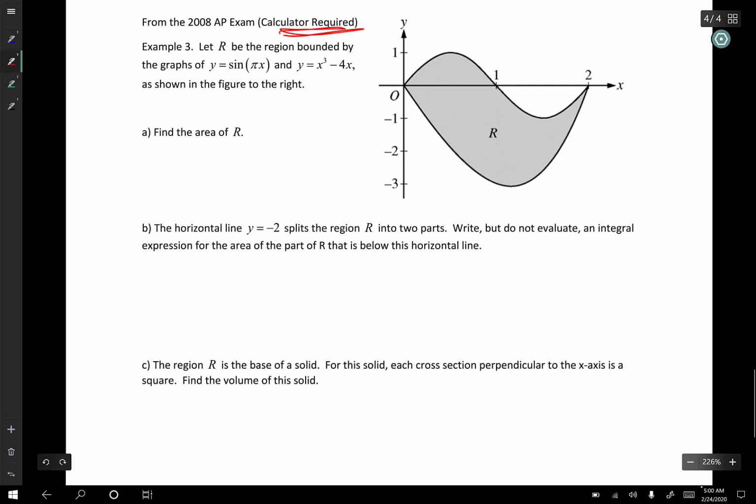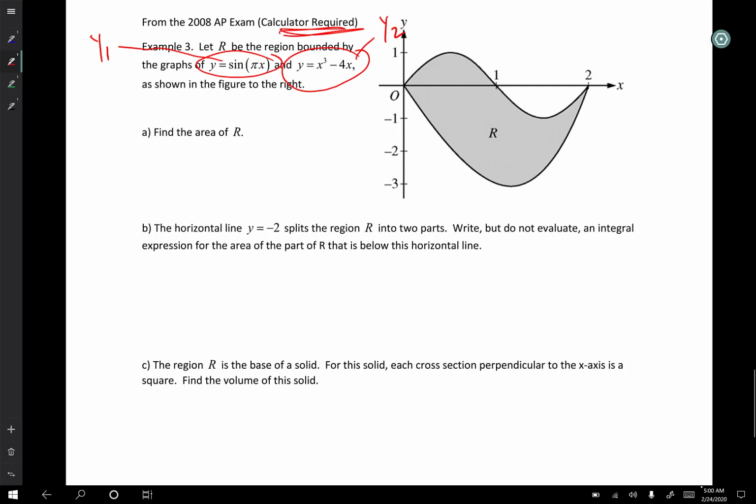Let R be the region bounded by the graph y equals sine pi x and y equals x cubed minus 4x, as shown in the figure to the right. So the first thing I would do, guys, I would put this in y1, and I would put this in y2, because you can use a calculator. So let's do that right now. y1 sine pi x, y2 x cubed minus 4x. All right, I have them in my calculator.